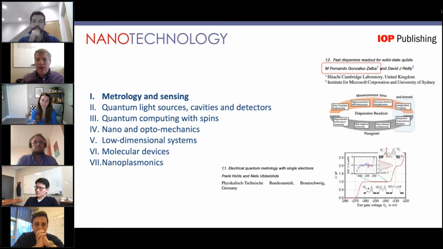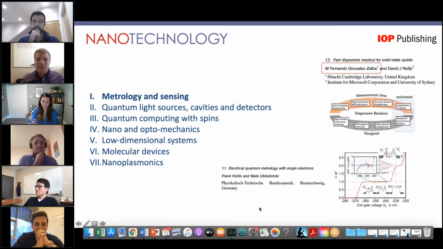Okay, so the first topic that was covered is metrology and sensing. And so there we had 2 contributions, one by Fernando Gonzalez-Alba and David Riley. Of course, Fernando is on the panel today with us, and the other by Holz and Ubelode at PTB in Germany. Fernando's contribution was on fast dispersive readout for solid-state qubits, and the other was on quantum metrology with single electrons.